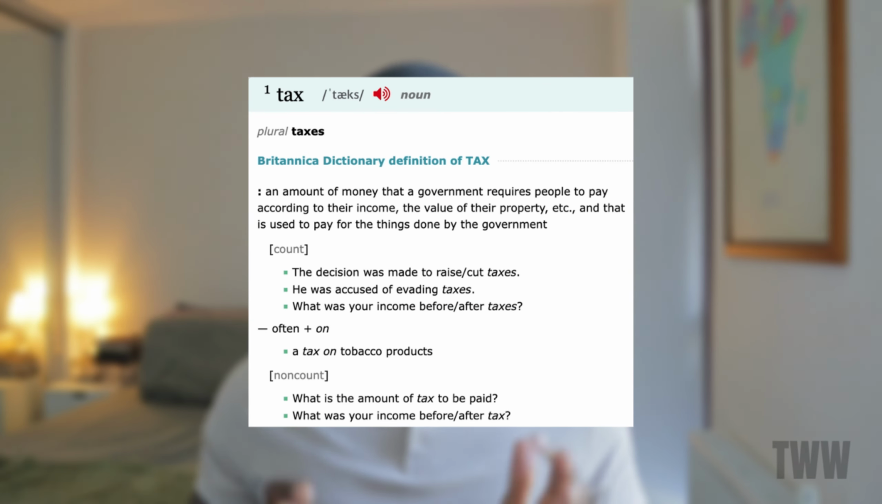So as you can see on screen now, tax is defined as an amount of money that a government requires people to pay according to their income. And a key part of that is the income, okay? Because when it comes to how to pay less tax in the UK, there's only one real way to minimize the amount of tax you pay, and that's how your income is assessed by HMRC.